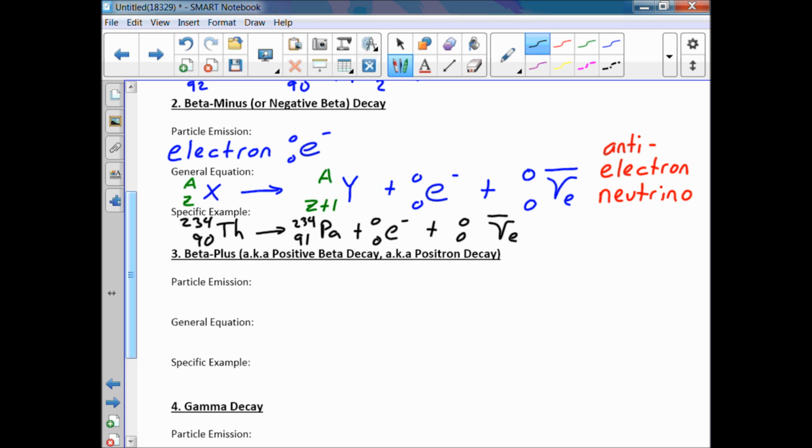Now, when you get into particle physics, if you take physics in university, depending on how far you get into it, there's a whole bunch of different neutrinos, and they all have different purposes in tiny little reactions in subatomic particles. But for now, they're just there. They're a pain in the butt, but they're just there.